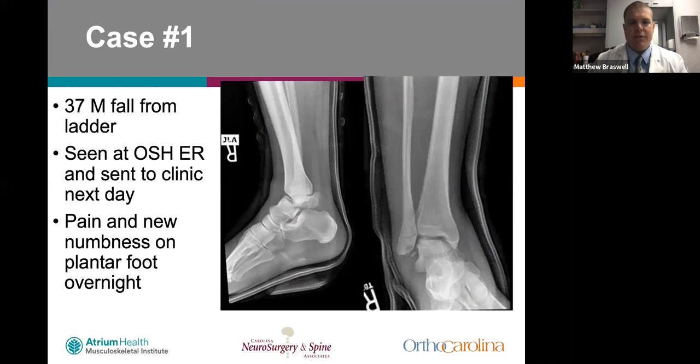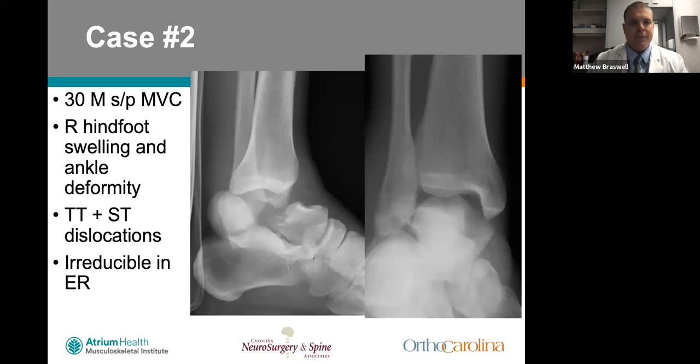Case number one, this is a 37-year-old male who fell from a height, was seen at an outside ER and actually just told to follow up in an orthopedic clinic, was sent home, had severe pain, as you might guess, and overnight develops new plantar numbness. And as you can see on these AP and lateral x-rays, has a talus fracture with a subtalar dislocation, and unfortunately sat like that overnight.